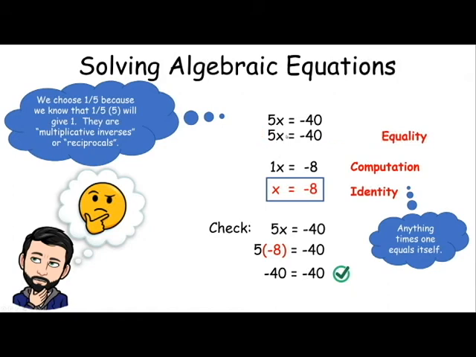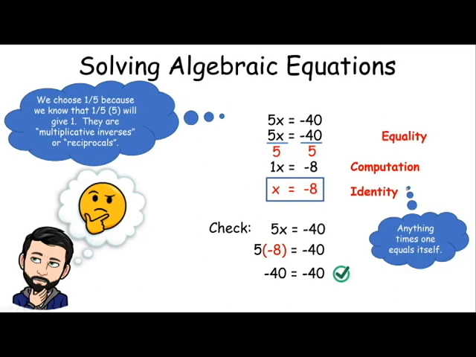We could take this 5x equals negative 40, and instead of multiplying by the inverse, we could actually divide by 5. Remember, division is the same as multiplying by the reciprocal. Some people prefer to do it this way because 5 divided by 5 is a 1, negative 40 divided by 5 is a negative 8, and they can avoid writing the fractions off to the side. Sometimes when you see those fractions, it tends to mess with your mind a little bit, you freak out a little bit. So some people prefer the division.